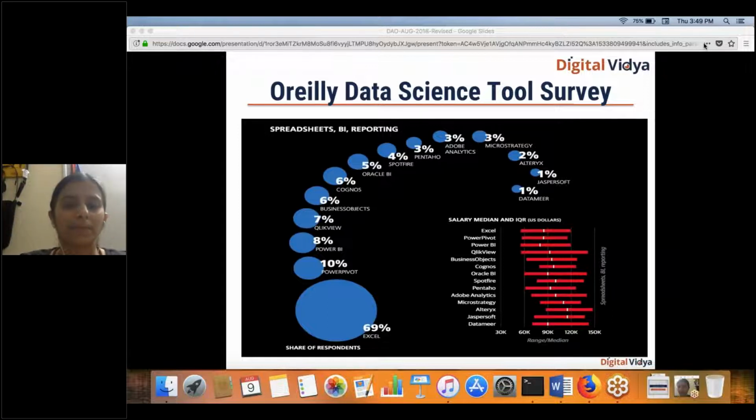Right. So continuing, O'Reilly did a data science tool survey asking folks who were data analysts which is the tool, which is the reporting tool, which is the crunching tool, which is the business intelligence tool which you use the most. And you can look at the chart at the bottom, it's very, very huge, and it's very clear that 69% of the people use Excel as the tool.